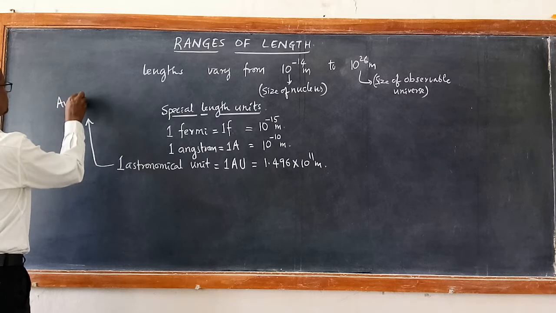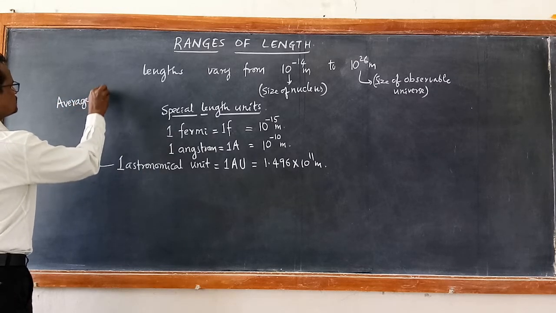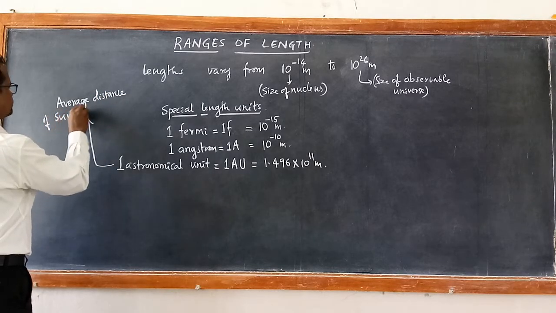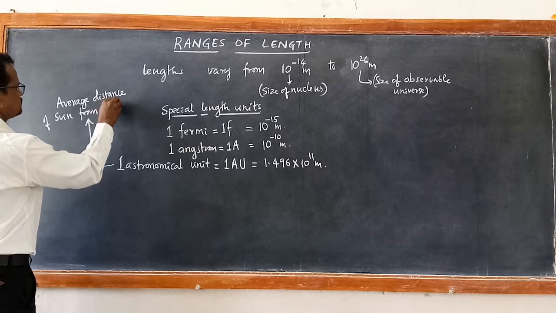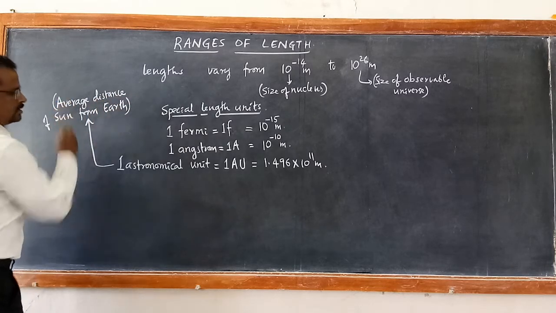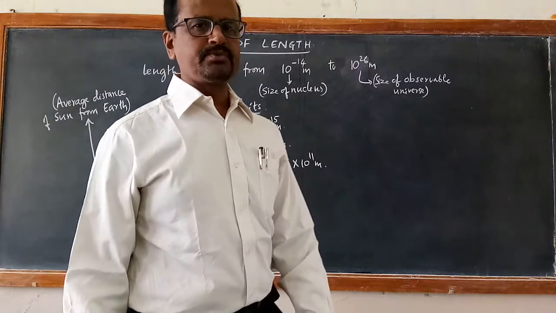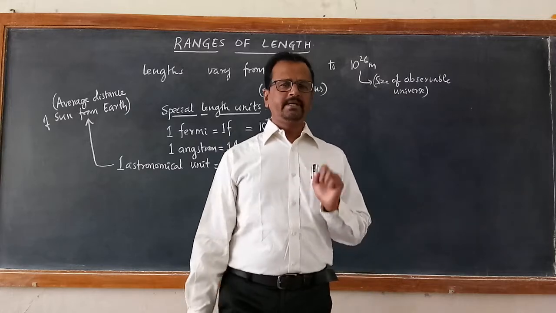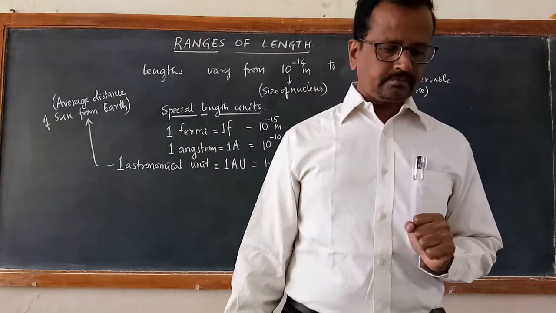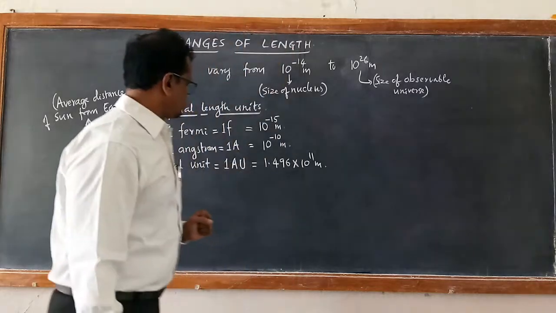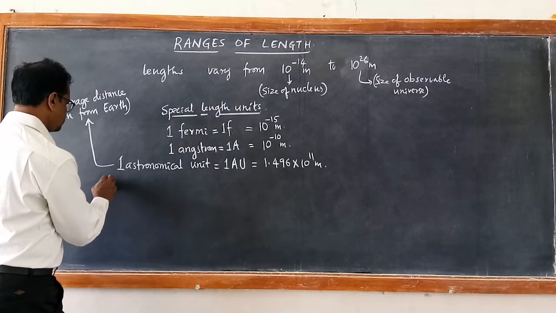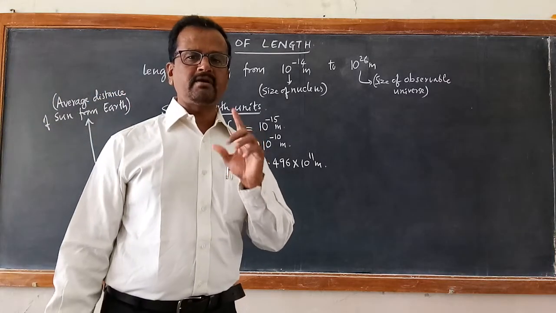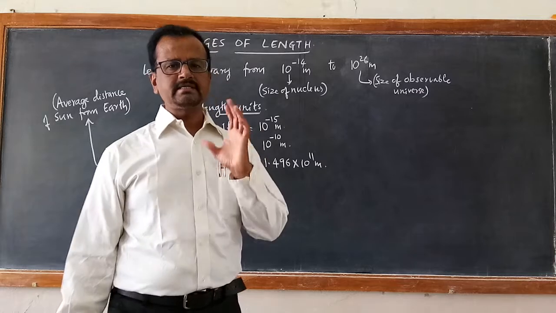Remember, this is called 1 astronomical unit, which we know is 1.496 into 10 to the power of 11 meter. Then light year. You will be knowing about light year also. The distance traveled by light in a time span of 1 year is called a light year.